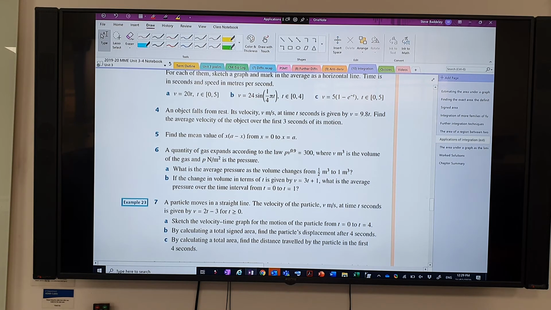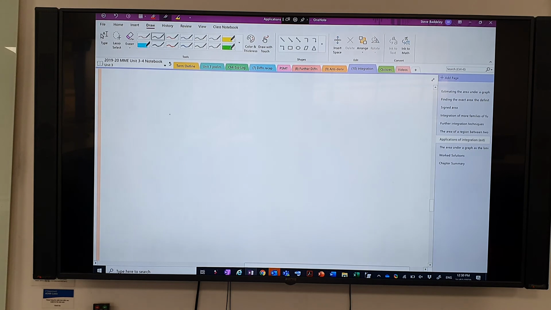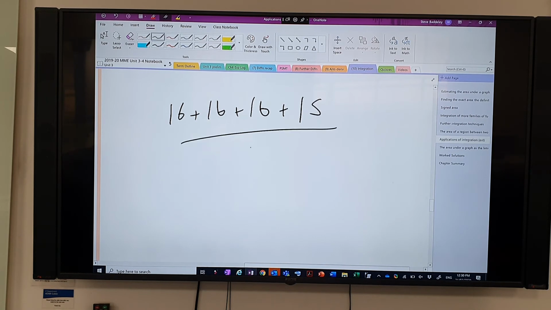So if I said to you, I know it's a silly question, but what's your age? I'm 16. 16. What's your age? 15. What's your age? 16. So what do I do to find the average of your ages? I do 16 plus 16 plus 16 plus 15 and divide by 4. That's the average, isn't it? Yeah, happy with that? Now we know that's the average.